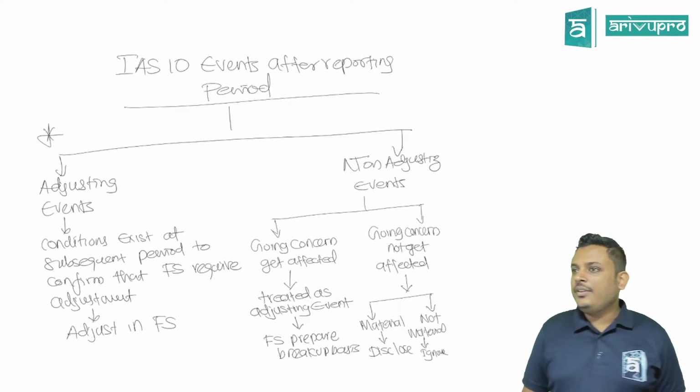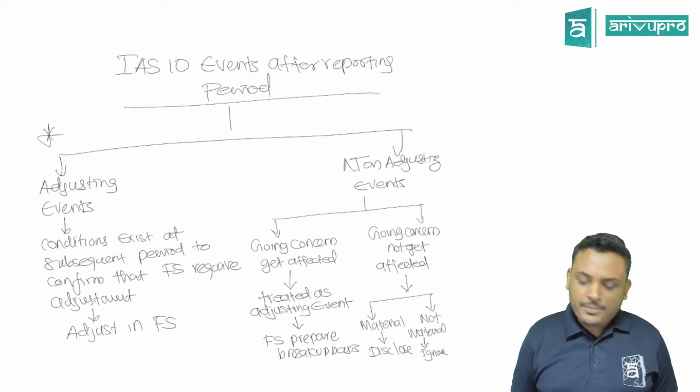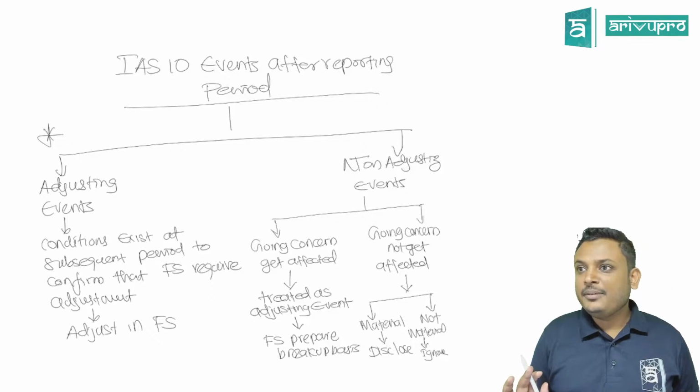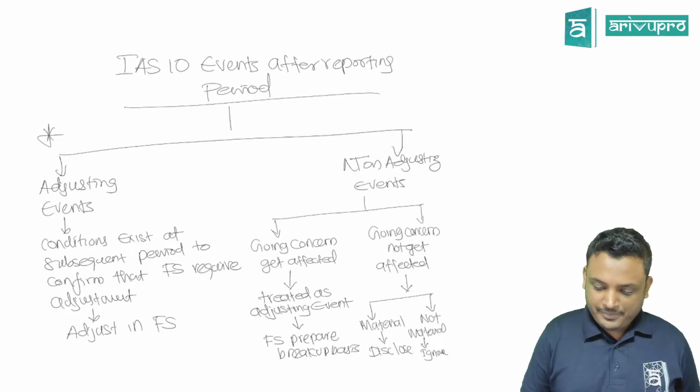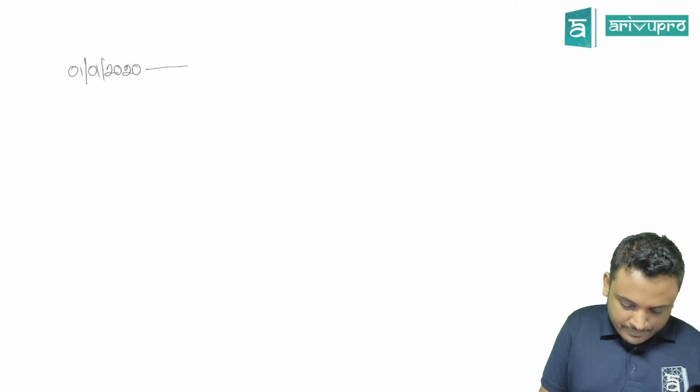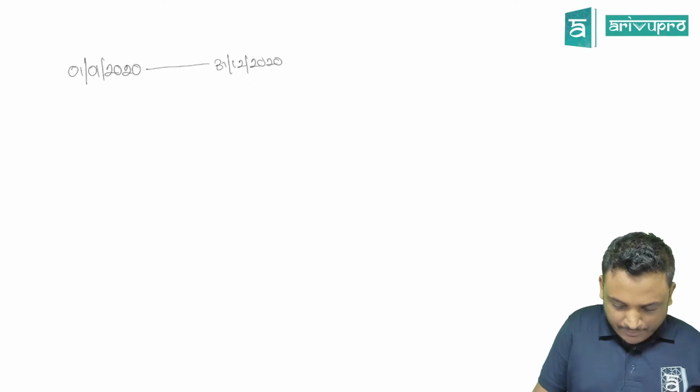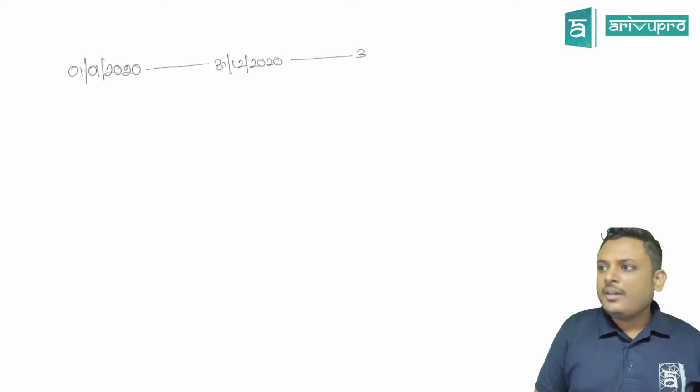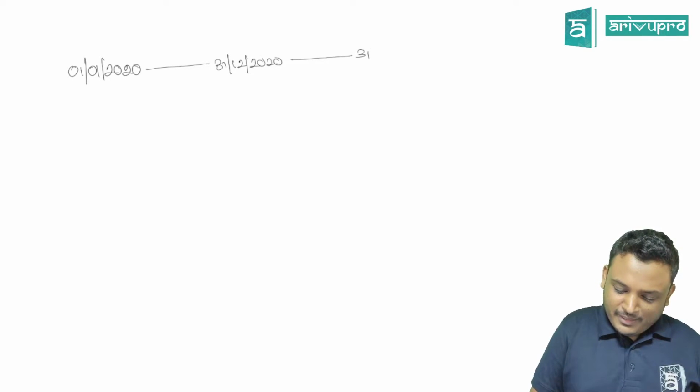Yeah. See, I'll explain the subsequent event. It's like this. Copy it. 1st of January 2020. 31st December 2020. March 31st or 30th? 31st March 2020.